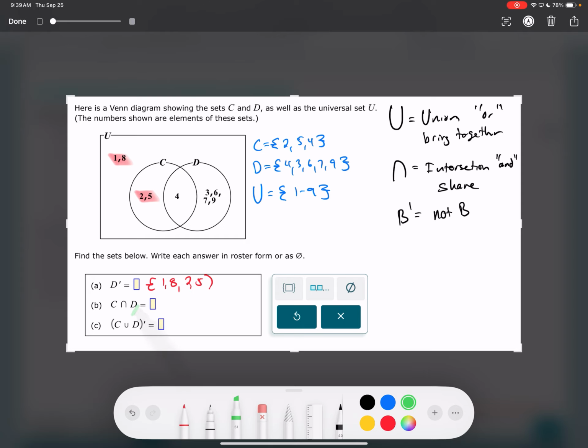C intersect D, C and D. Which one is in C and D? That is only the 4.